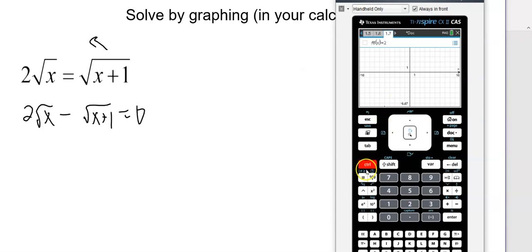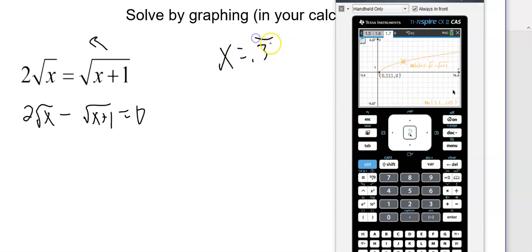2 times square root of x minus square root of x plus 1. And we're trying to find out where it crosses, where the zeros are. So menu 5, 1. And looks like there it is. 0.333 repeating. I'm pretty sure that's repeating, and it goes on forever. So that's the only solution. So x equals 0.3 repeating, or really just 1/3 is the answer there.